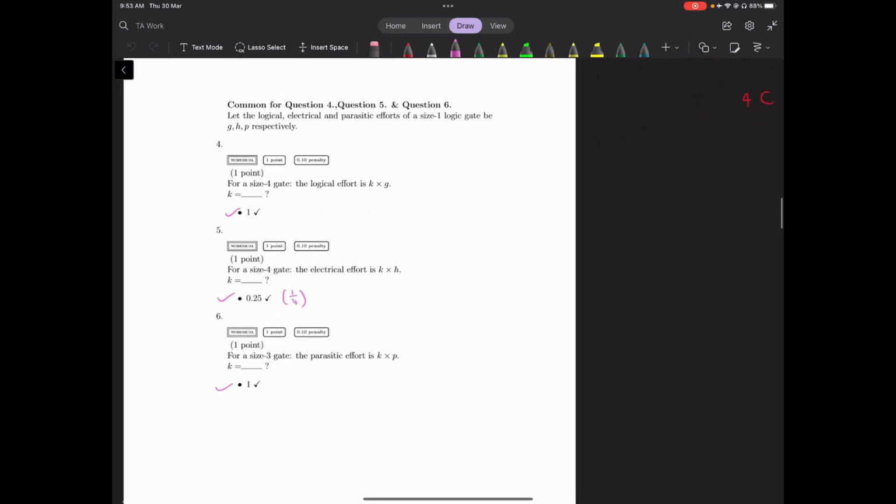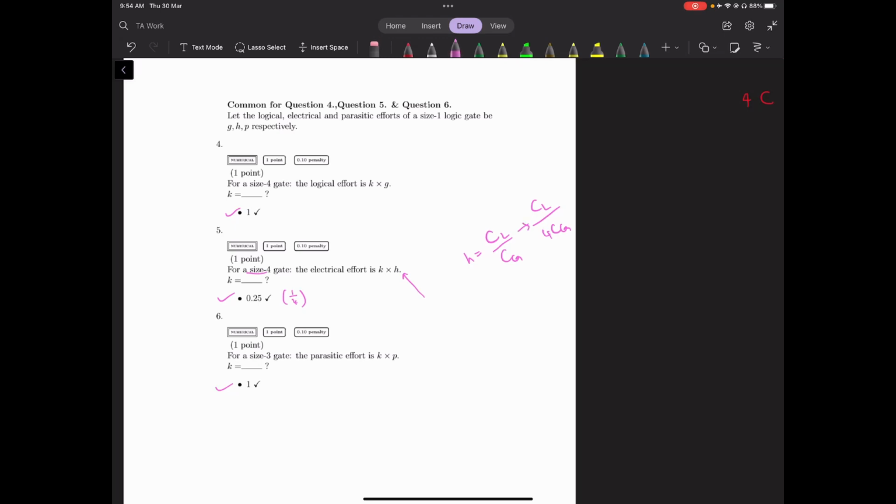So in questions 4, 5, and 6, we are given that a size 1 logic gate has logical, electrical, and parasitic efforts of G, H, and P, and we are asked to find out what happens to the logical, electrical, and parasitic effort if the size is scaled by K, right? So logical and parasitic efforts are not affected by size scaling, and so therefore they remain as they were. However, when the gate is size 4, the electrical effort, which is C load by C gate, right? Now it's going to be C load by 4C gate, right?